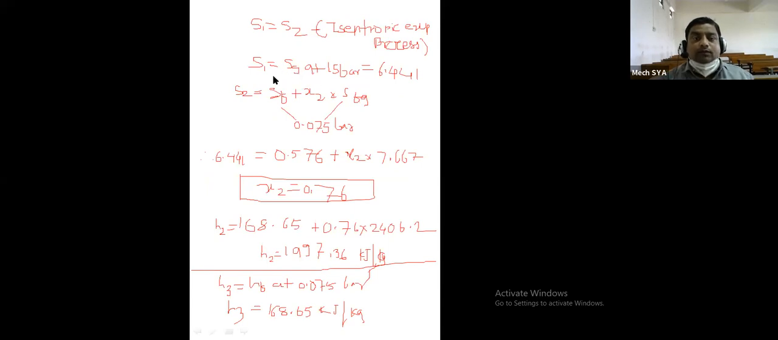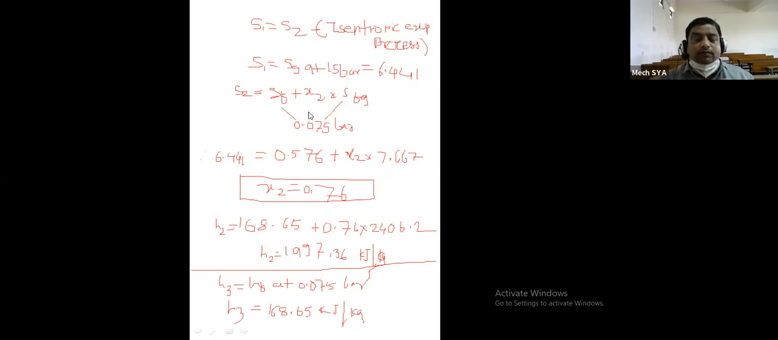And S1 is equal to SG at 15 bar, 6.441. Okay, and therefore here S1 is 6.441. And S2, the point S2 is what? Again lying in the wet region. Therefore, S2 is equal to SF plus X2 into SFG.